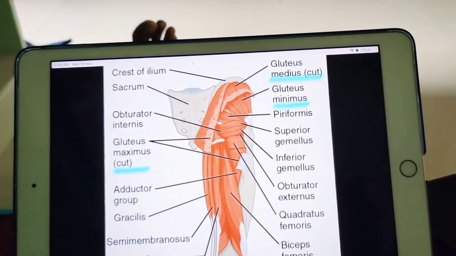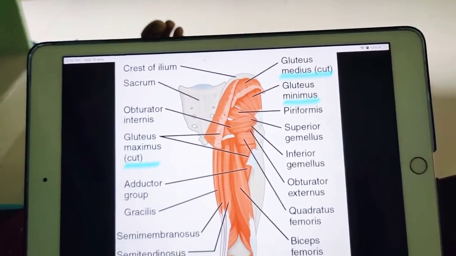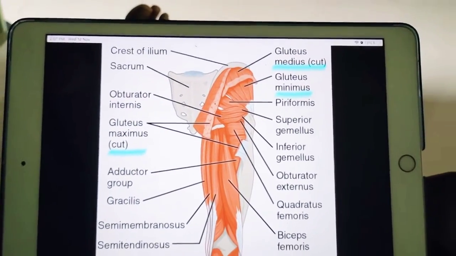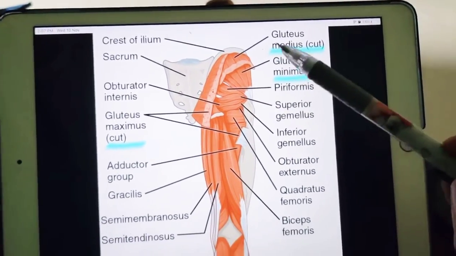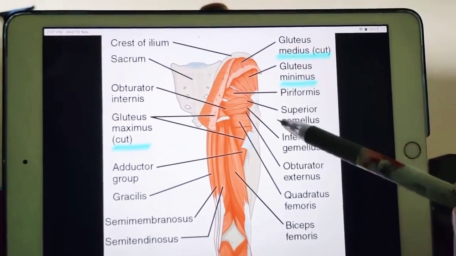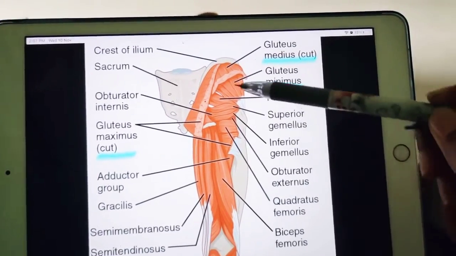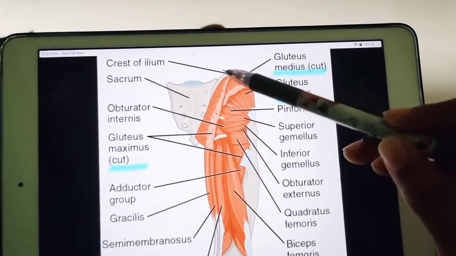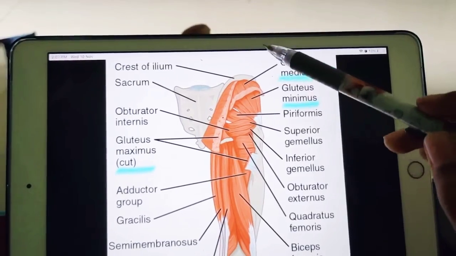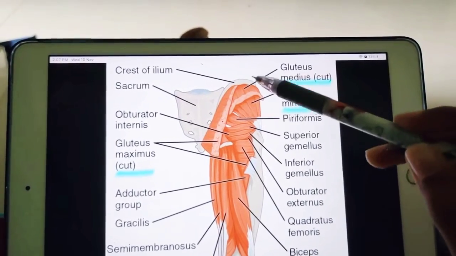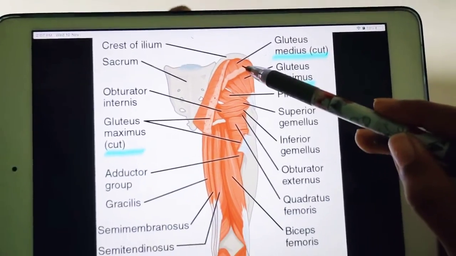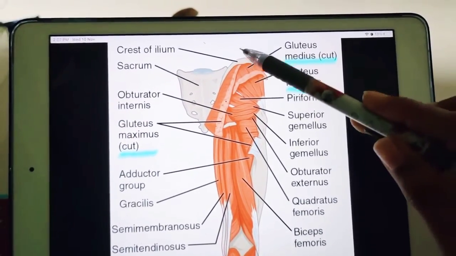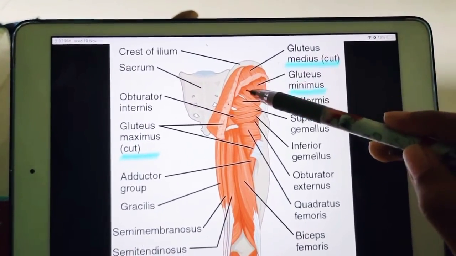So next we'll move on to the gluteus medius muscle. So you can see the underlined blue color this side. This is the gluteus medius muscle, cut end, right? So gluteus medius muscle is fan shaped and covers the lateral surface of pelvis and the hip. So this is the lateral surface, this is the medial surface, right? So it covers the lateral surface, the gluteal surface of ilium between the anterior and posterior gluteal line. So origin of gluteus medius is from the gluteal surface of ilium between the anterior and posterior gluteal lines.